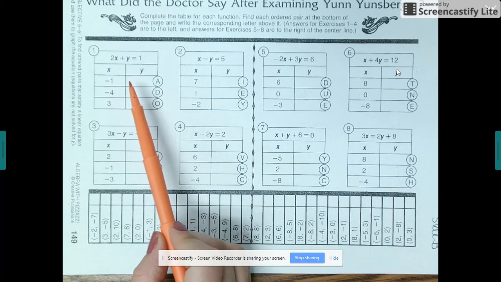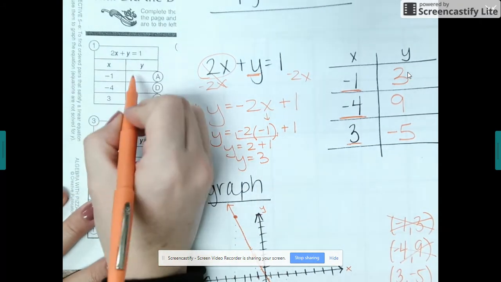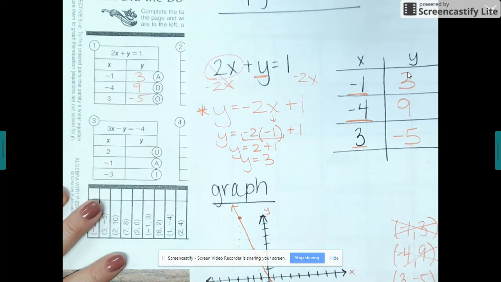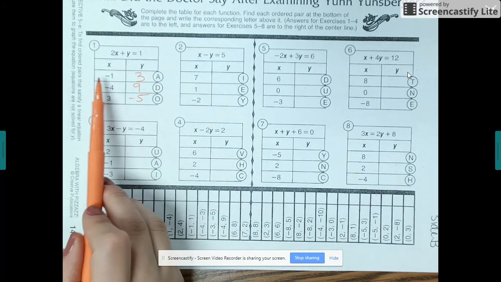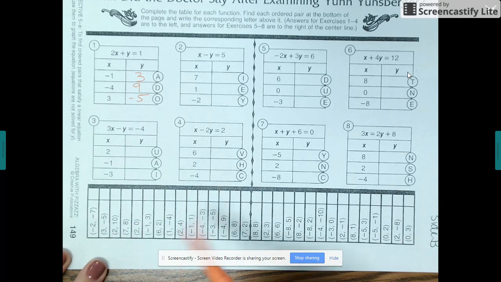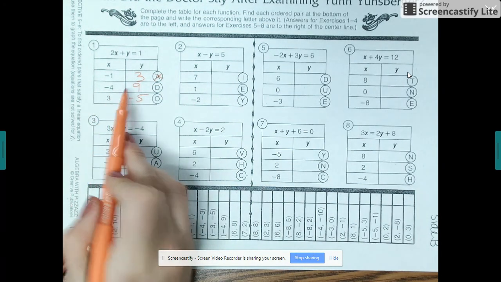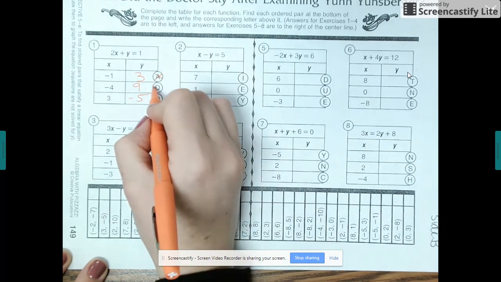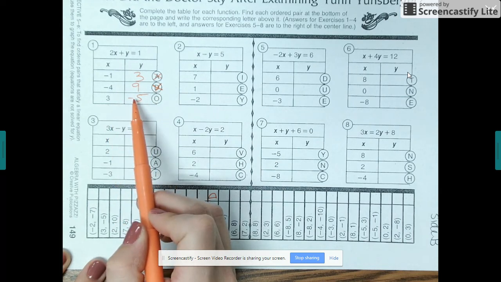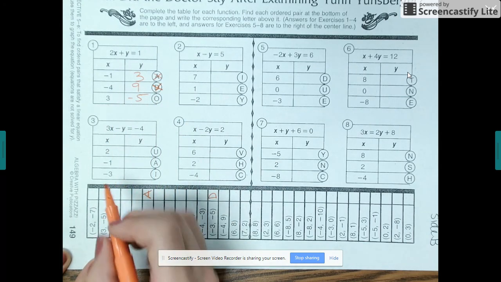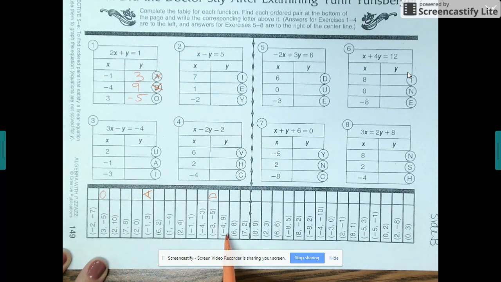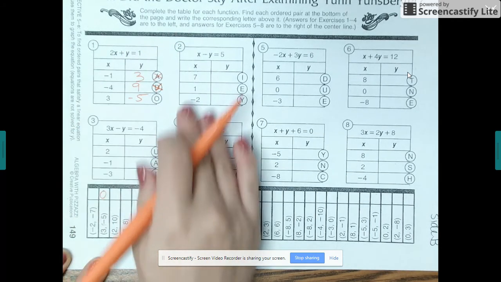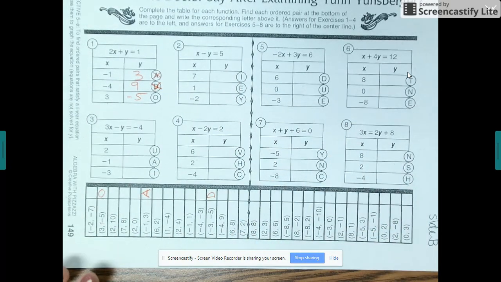And then if you want to worry about this, it's kind of fun. So this first one that we did together, you can just plug in what it was. So -1, 3, 9, and -5. And so over here, you would find -1, 3, and we would put a letter A here. Okay. And then you would find -4, 9, and you would put the letter D there. And then you would find 3, -5, and you would put a letter O. I don't know if there's any other ones. I believe these go with these problems and these go with these problems, okay?